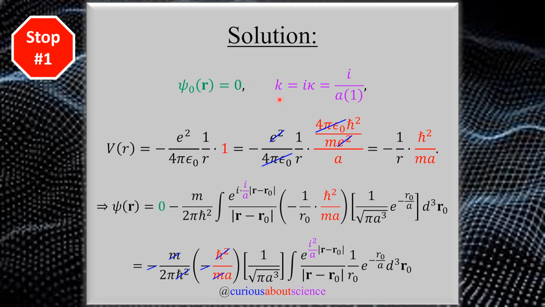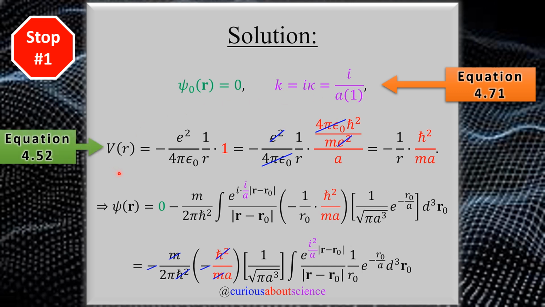So we see that the wave number as given in the problem was k equals i kappa, but from equation 4.71, we know that kappa itself is equal to 1 over the Bohr radius times n, but since we're in the ground state, n equals 1, so we don't have to worry about that n factor. But this leads us straight to the potential, which was given by 4.52, and this is the Coulombic potential.